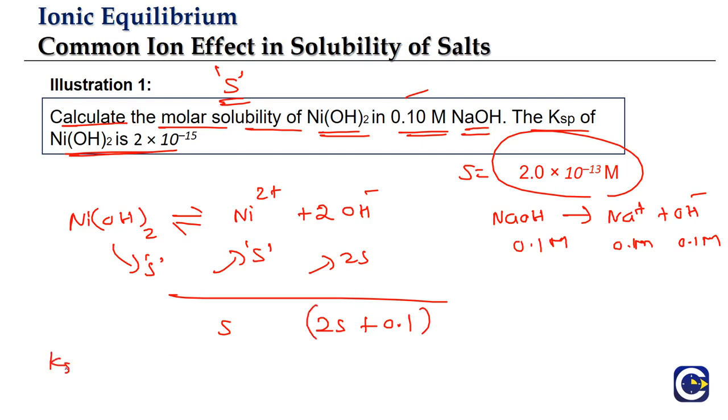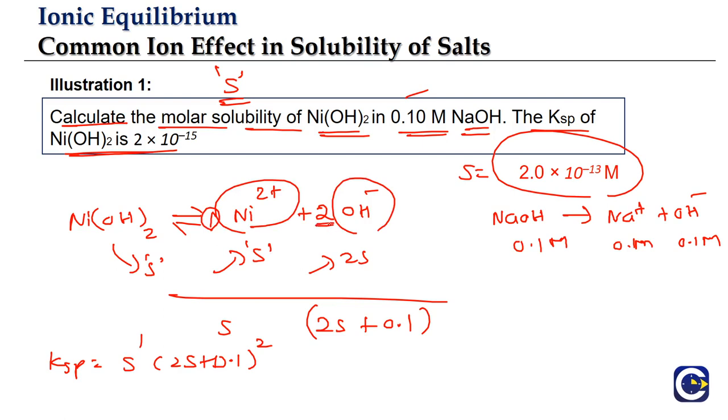Now what is the Ksp formula? Ksp will be equal to S into (2S plus 0.1) the whole square. Why the whole square? Because for the nickel 2 plus ion, the coefficient is 1, so nickel 2 plus concentration to the power 1. And for OH minus, the coefficient is 2, so OH minus ion concentration squared.